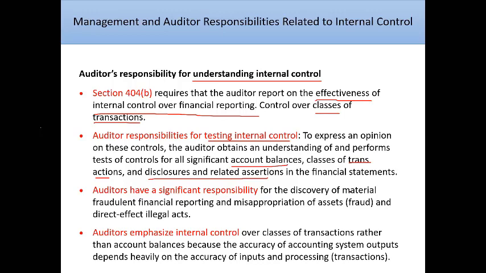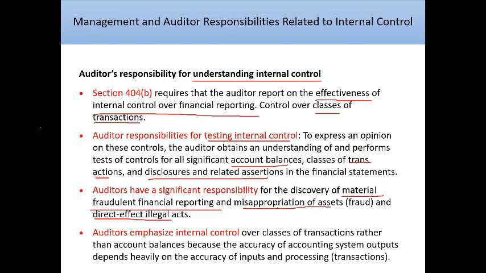The auditor has a significant responsibility for discovery of material fraudulent financial reporting, misappropriation of assets, and direct effect of illegal acts, and this is what we explained in chapter 6. The auditor is responsible for material fraud, whether it is committed by the management, which is fraudulent financial reporting, or committed by employees, which is misappropriation of assets, and the direct effect of illegal acts: the violation of law that has a direct impact on the financial statements.